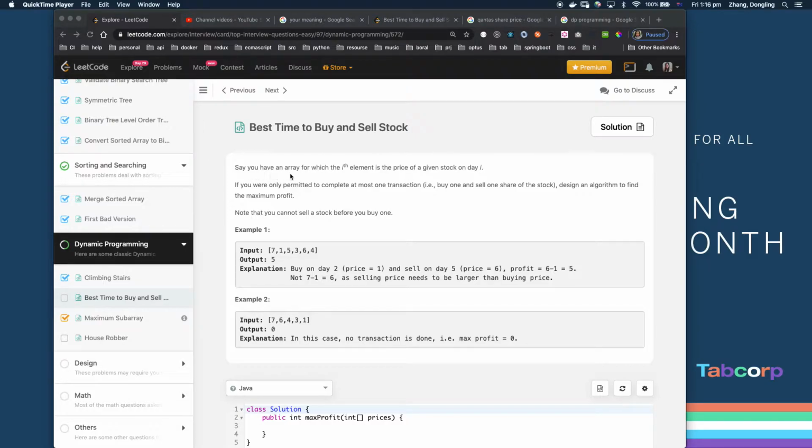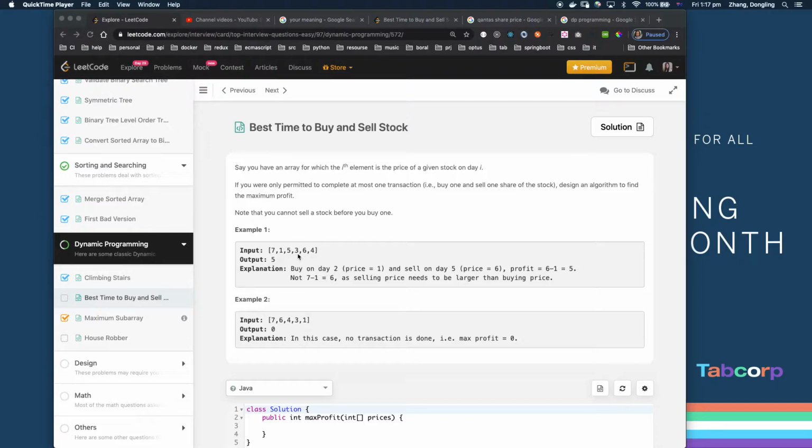Say you have an array for which the i-th element is the price of the given stock on that day. If you were only permitted to complete at most one transaction, so you can buy one and sell one share of the stock, design an algorithm to find the maximum profit. Note that you cannot sell a stock before you buy.